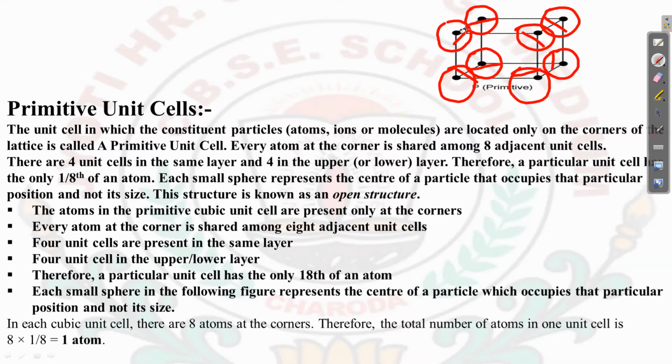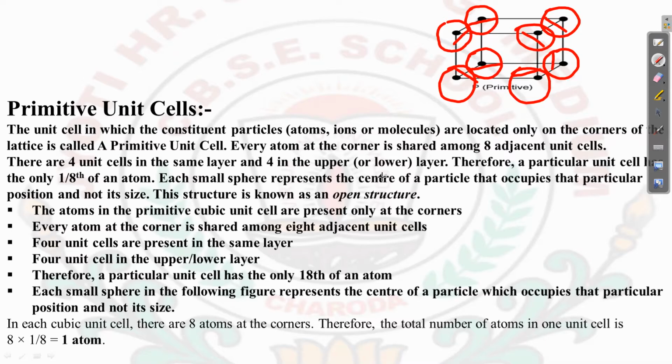It means that out of 8 atoms or 8 particles, only 1 by 8th of their parts are being used, which are constituting a primitive cell. Each small sphere represents the center of a particle that occupies that particular position and not its size.